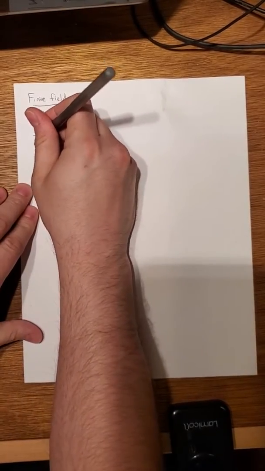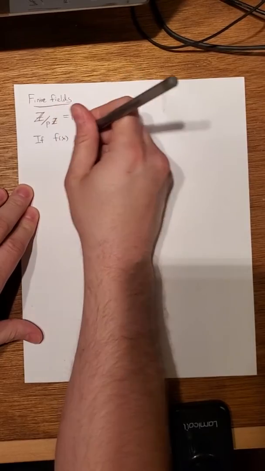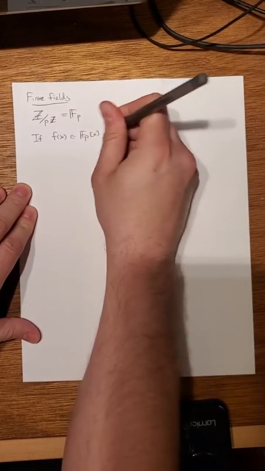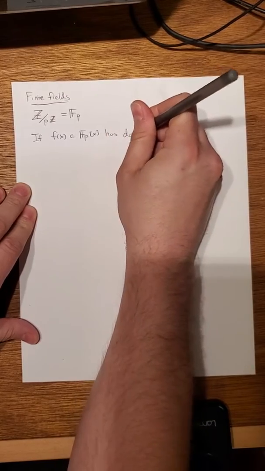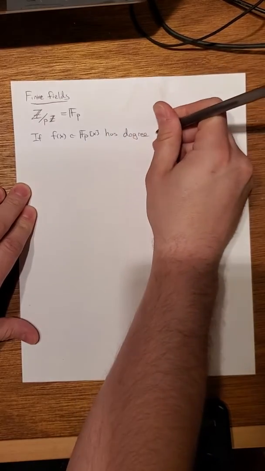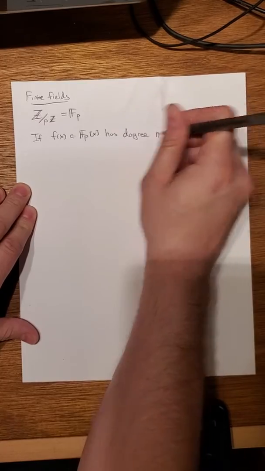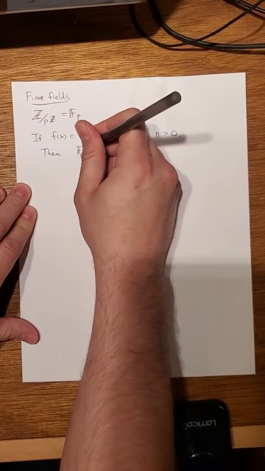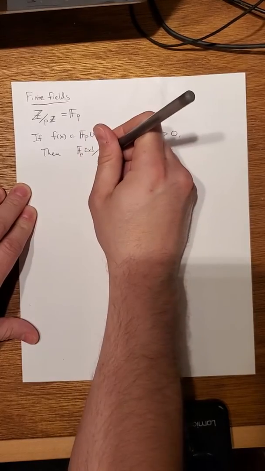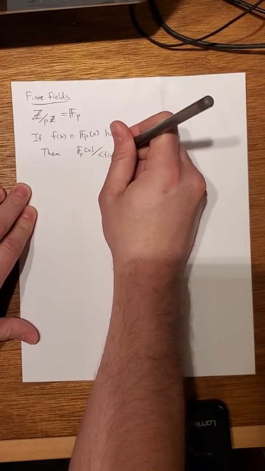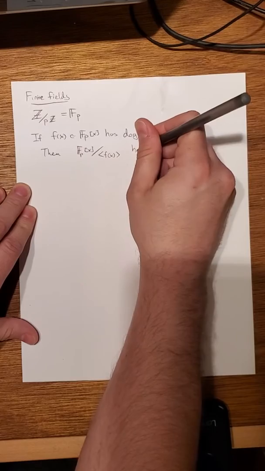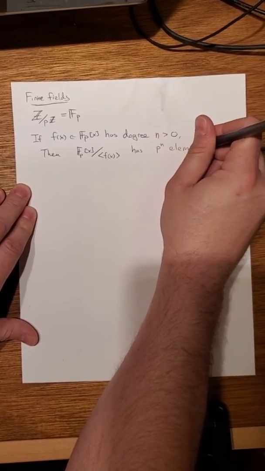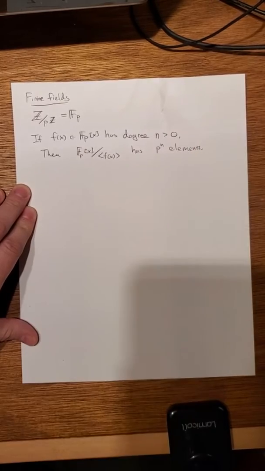If f of x in maybe F_p[x] has degree n, maybe bigger than 0, then F_p[x] mod f of x has p to the n elements. I think we did this on a previous worksheet.